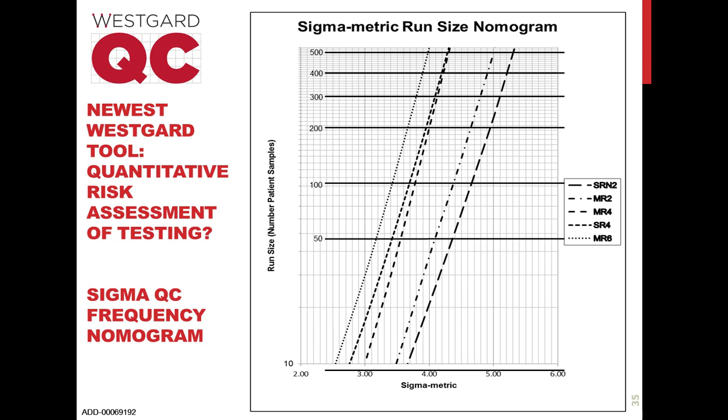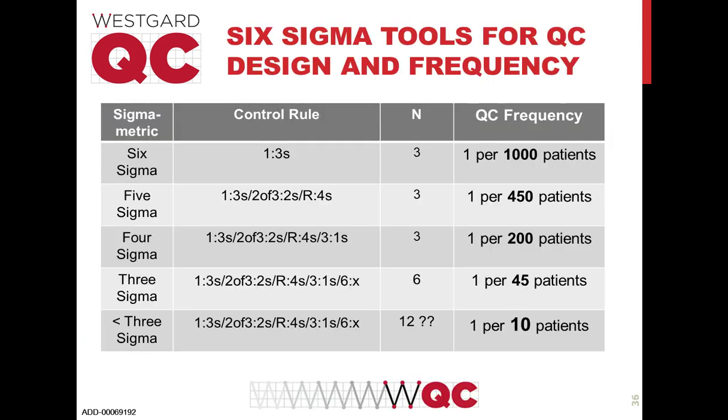The other bit of news is what happens at the other end of this graph, at the lower left corner, and that's when you have assays below 3 sigma. You can quickly see that if we have a below 3 sigma assay, we're going to be running QC quite frequently. A 3 sigma assay running Westgard rules with 4 controls is going to have to run those 4 controls every 10 patient samples. That's very, very frequent.